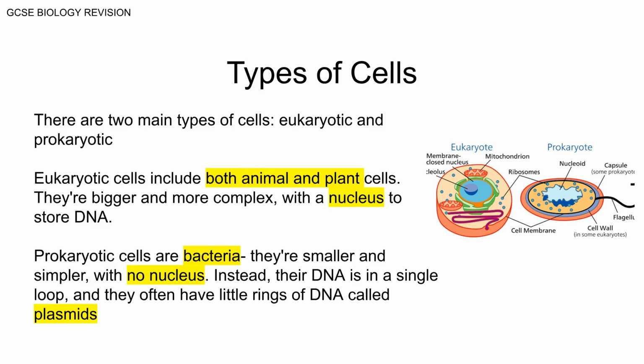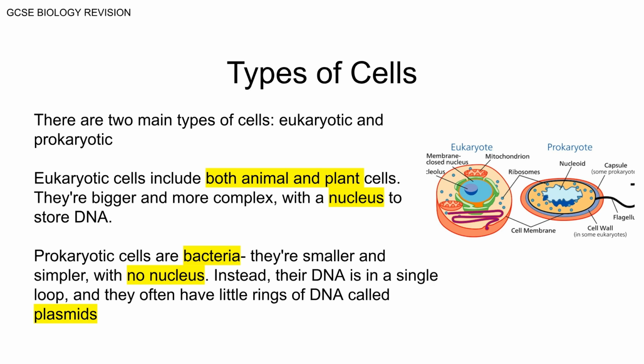Eukaryotic cells include both animal and plant cells. They are bigger and more complex and have a nucleus to store DNA. The nucleus is like the control center of the cell, holding all the important information it needs to function.